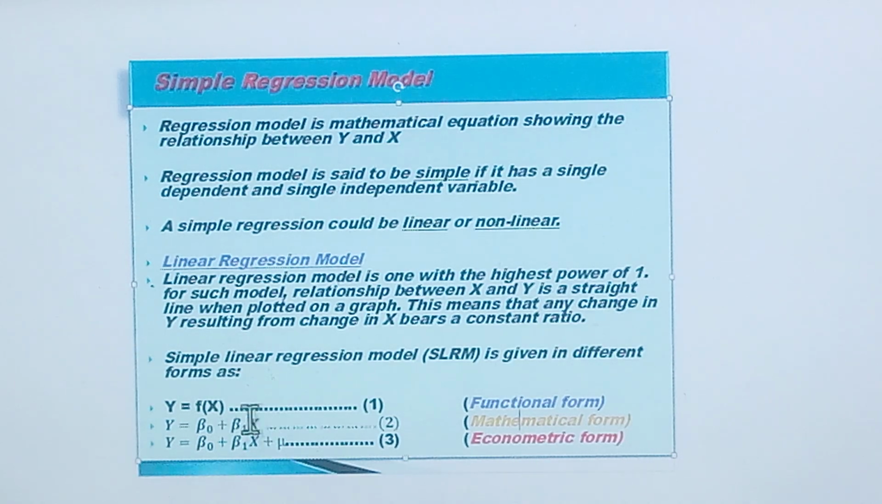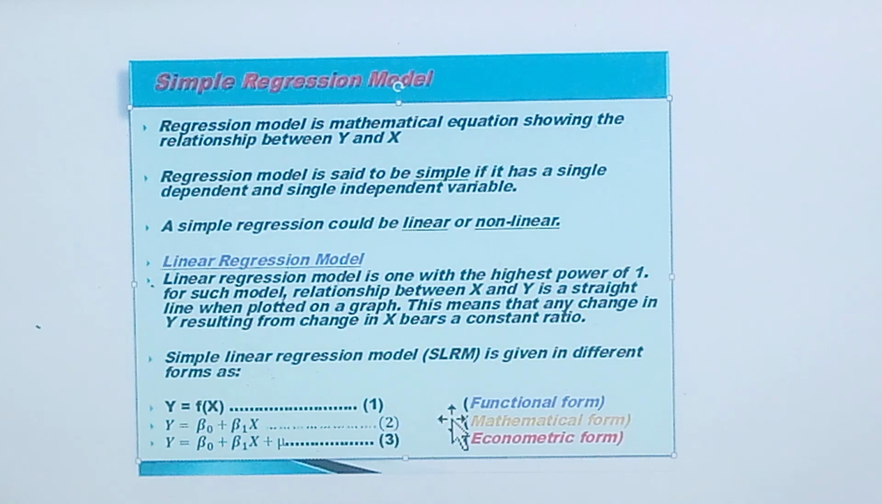x cannot be the only determinant of y. For example, let us assume that y is quantity supplied and x is price. There are other factors determining supply. Or if y is demand and x is price, then there are other factors such as price of other commodities, income of the consumer, and so on that could determine the behavior of y. A mathematical relationship does not specify that. Therefore, it is weak.